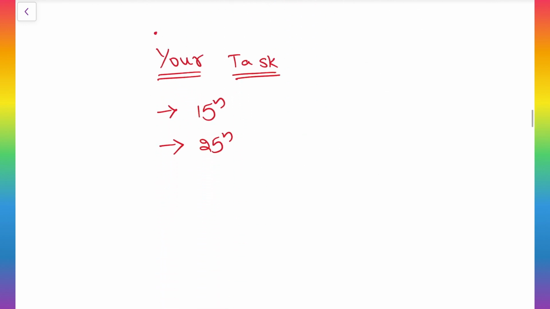Then it's your work now. 15 power n, whether it will end with the digit 0 or not. 25 power n, whether it will end with the digit 0 or not.